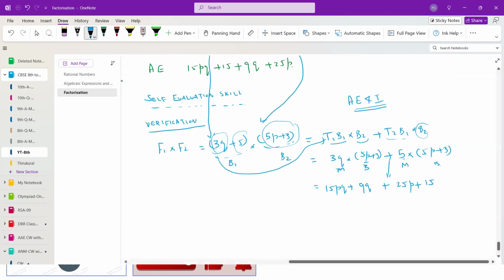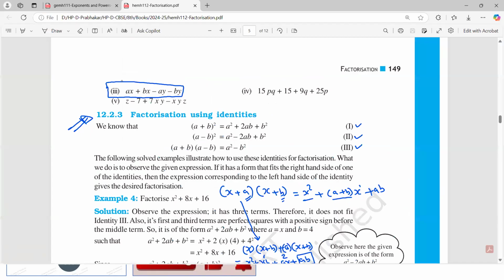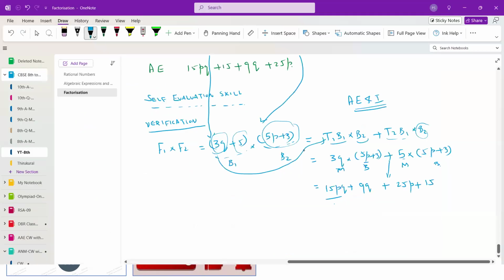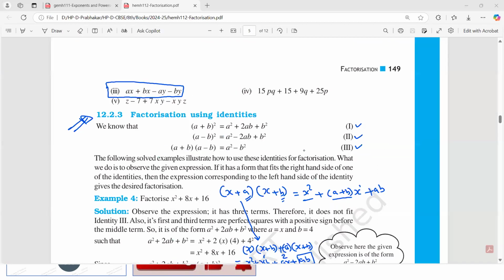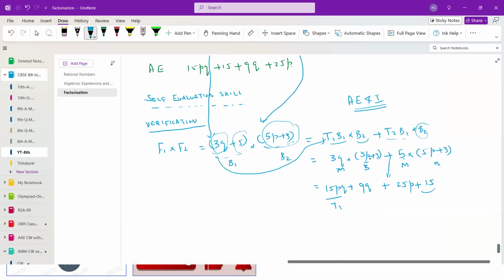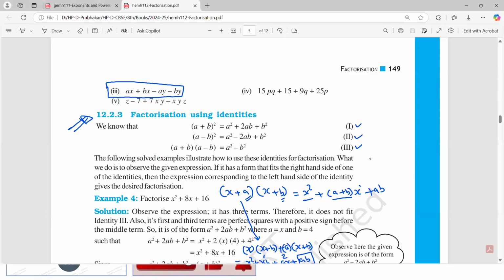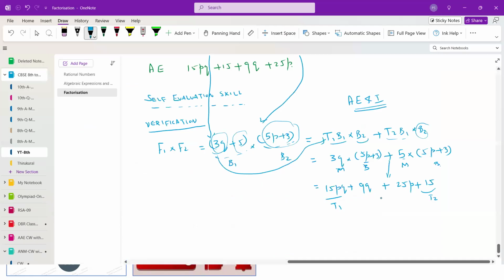Now just check this, whether each term belongs to any term of the original expression. Yes, the first term 15pq, whether it is available in our final answer. Yes, this is term 1 of the original algebraic expression. So what is the second term in our original expression? This is plus 15. Yes, this is also available, term 2. And the third term in our original algebraic expression is plus 9q. Yes, it is available here, term 3.